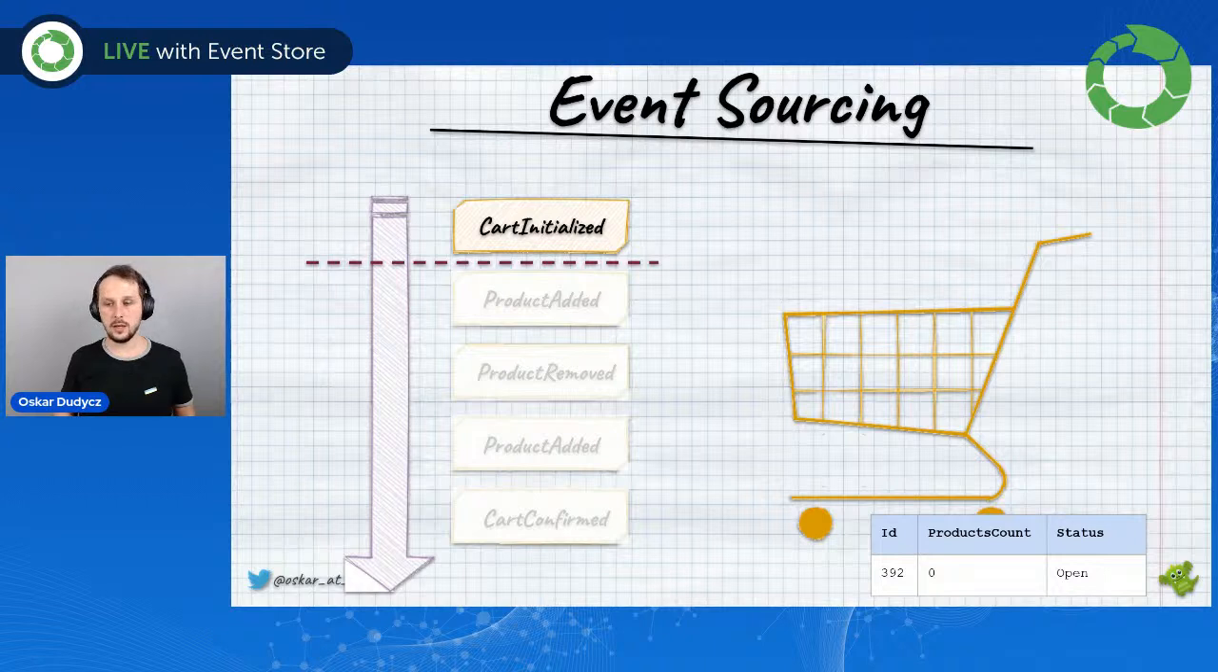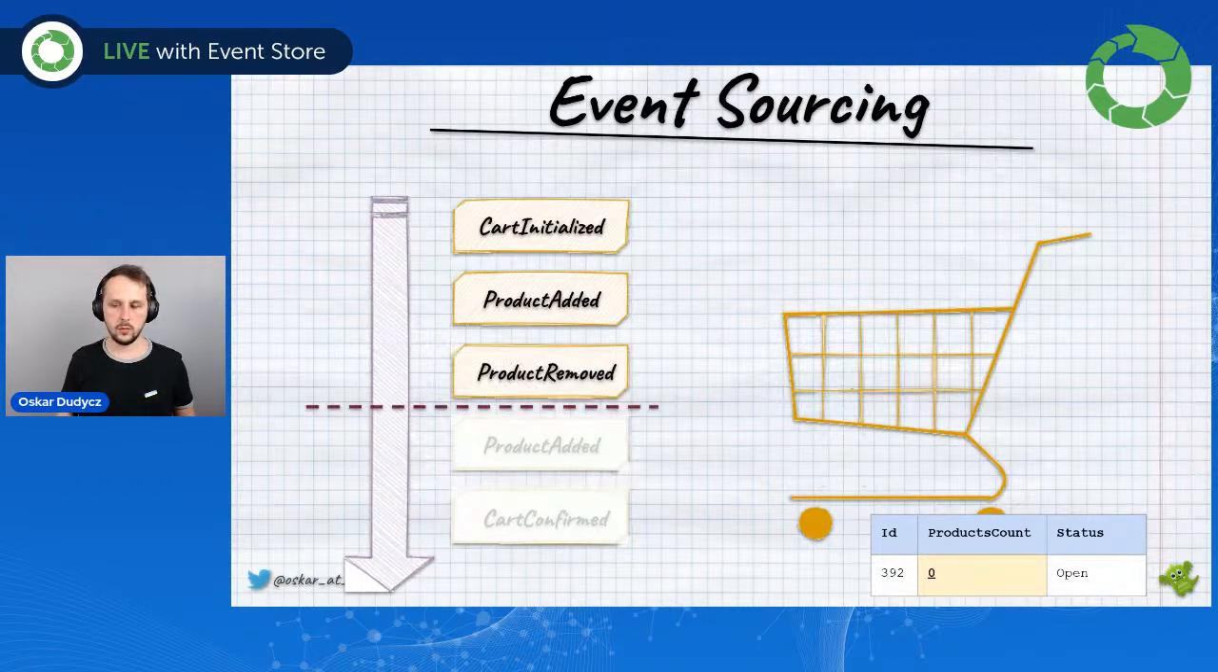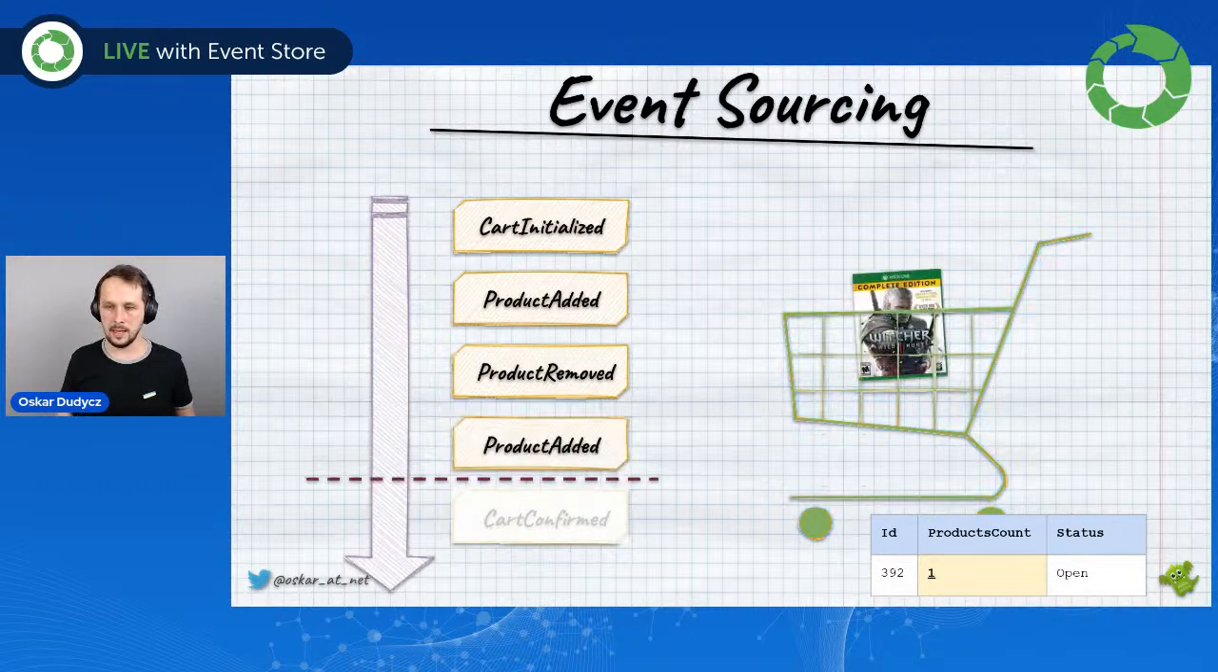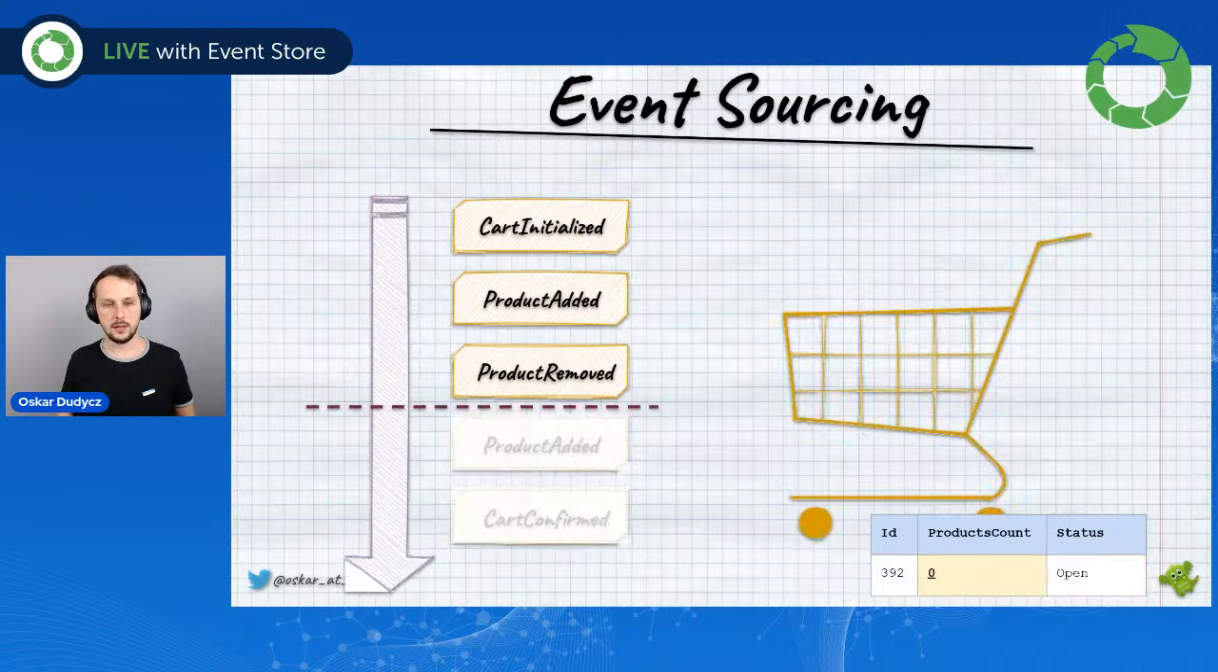So let's say that we opened our shopping cart and then we added a new item, for example, Cyberpunk. But then we decided that no, we won't be playing Cyberpunk because it has too many bugs. So we will just go back to The Witcher and play with that. And after that, we confirmed the operation, etc. So let's look again.